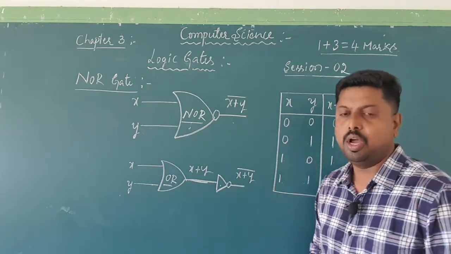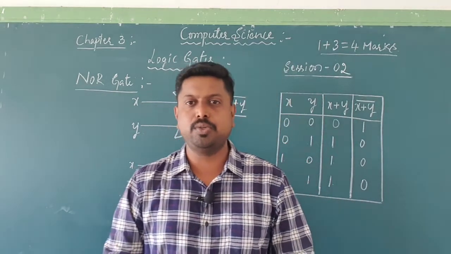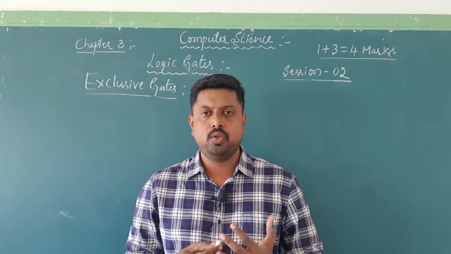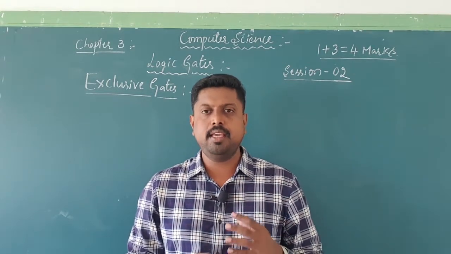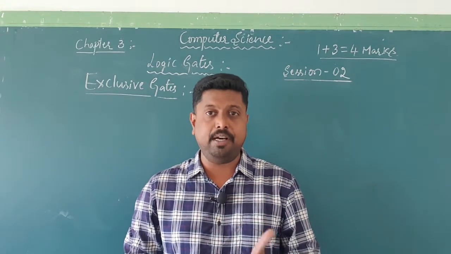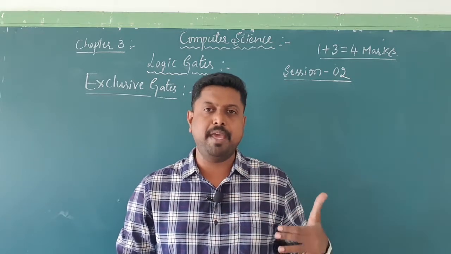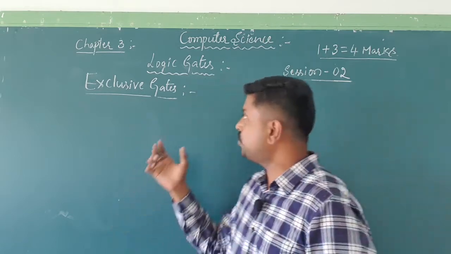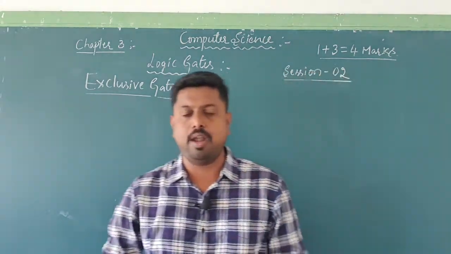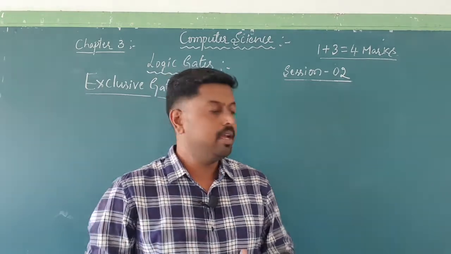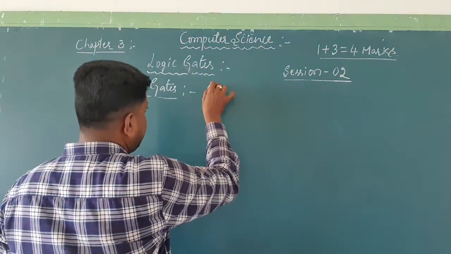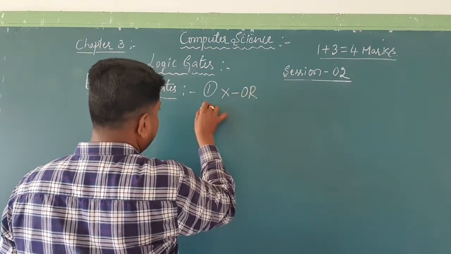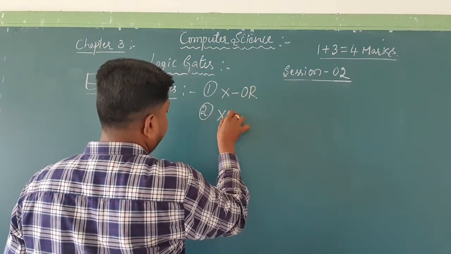Now I am going to one more concept, that is exclusive gates. As the definition says, these kinds of gates differ from basic and derived gates. These are some different gates. Exclusive gates, that's why the name is exclusive gates. In these we have two categories. One is XOR and the second one is XNOR.